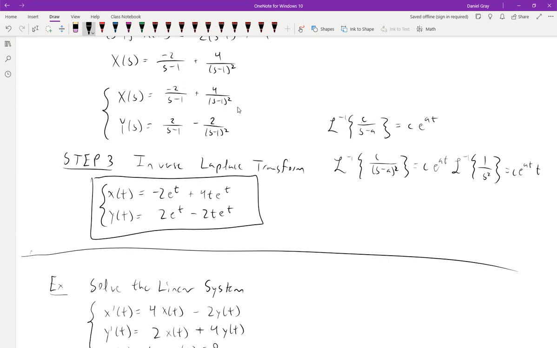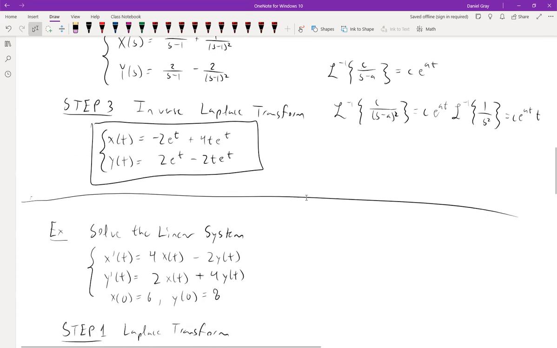Okay. I'm going to do the same thing over here. So the Laplace inverse of 2 over s minus 1 will just be 2 e to the t. The Laplace inverse of 2 over s minus 1 squared, well, my c is equal to 2, my a is equal to 1, so I have 2t e to the t. And so that's how I get my answer there.